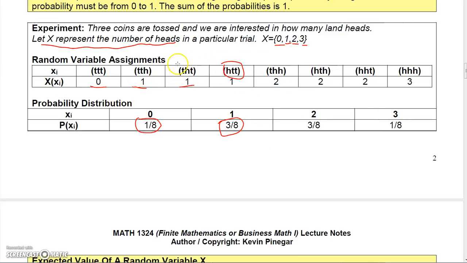This is one head. These are the 3 for one head. And these 3 here are the ones that have 2 heads in them. So that's 3 out of 8 as well. And then the probability of getting all 3 heads, there's only one way that can happen out of 8. So that's called the probability distribution of our random variable X.